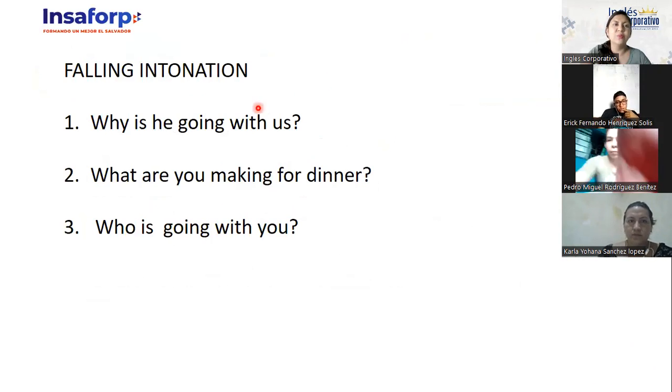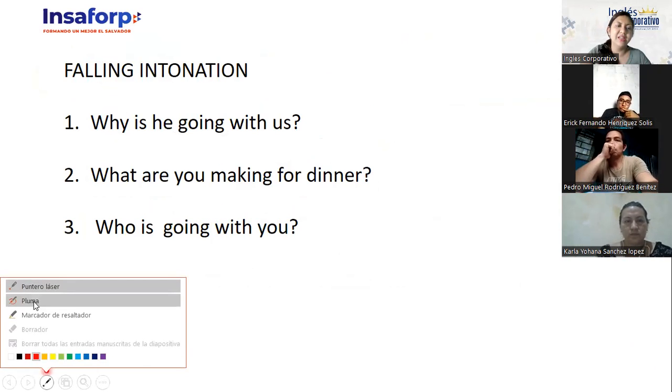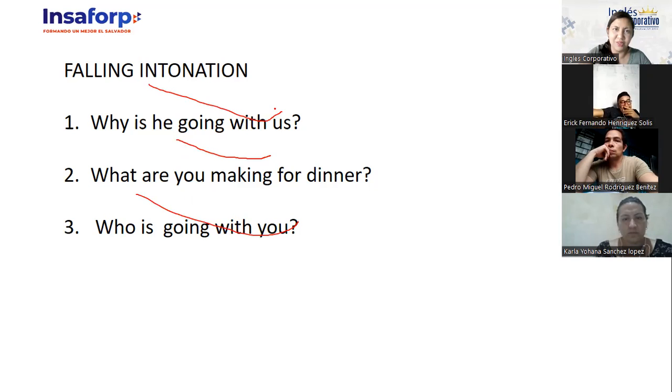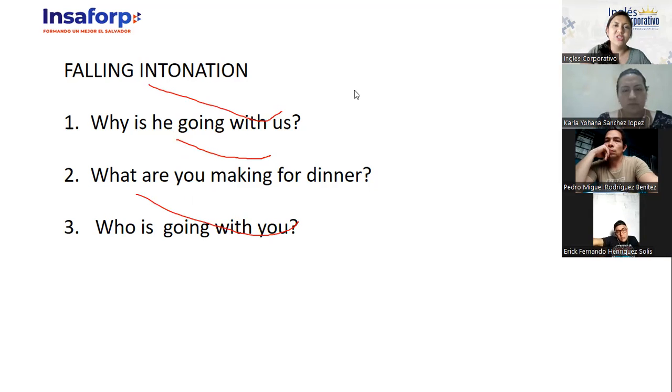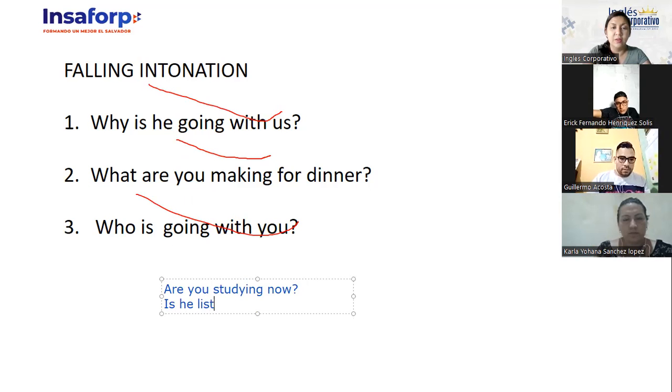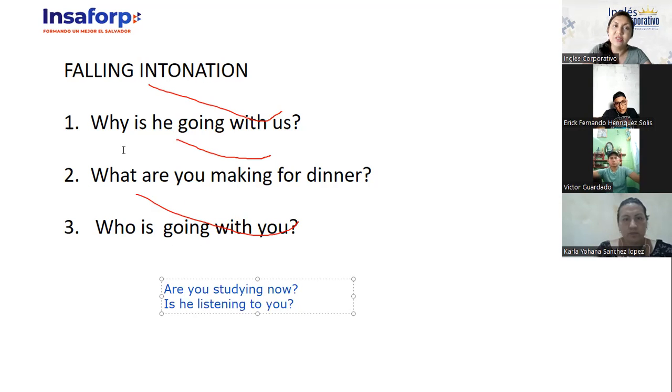Let's look at the following questions with falling intonation. Look at these questions, the intonation changes. It goes down. It falls. Why is he going with us? What are you making for dinner? Who is going with you? Okay, so the intonation falls. But let's make some examples when the intonation rises. Almost always when we have questions. With WH questions, the intonation goes from top to bottom. And with yes, no questions, the intonation rises. We are going to practice.